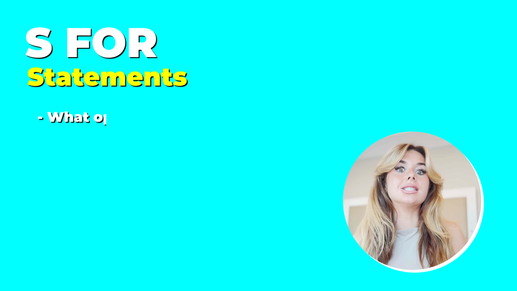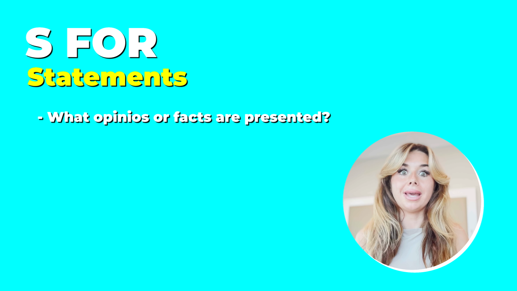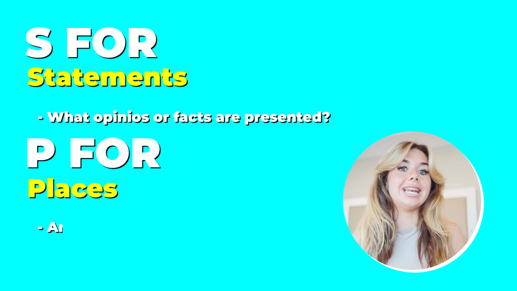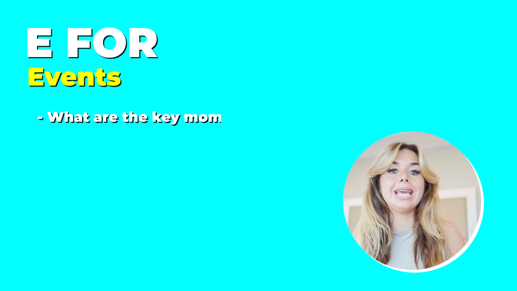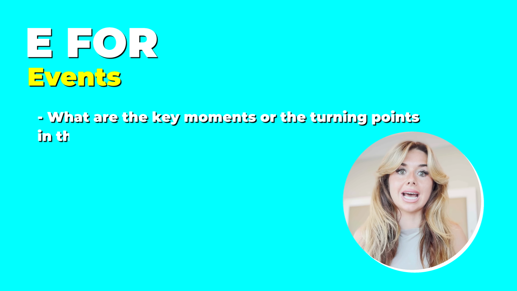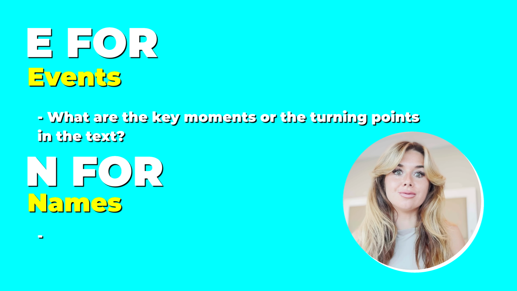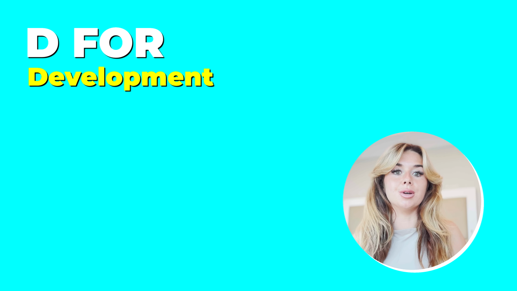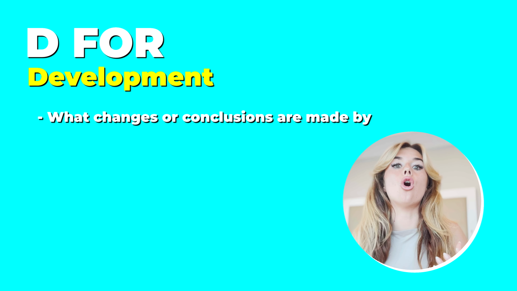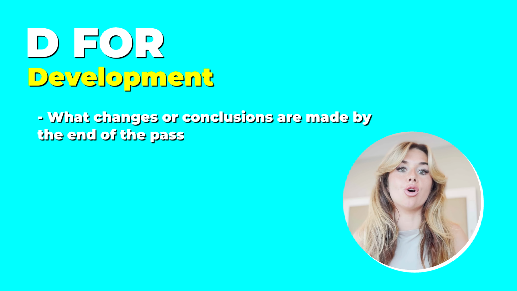So here are 5 questions to ask yourself when you're reading through the language extract to speed up your reading time. This links to our acronym of SPEND. So the S for statements, what opinions or facts are presented? P is for places, are there any changes in the setting? E is for events, what are the key moments or turning points in the text? N is for names, who is involved? D is for development. So what changes or conclusions are made by the end of the passage?